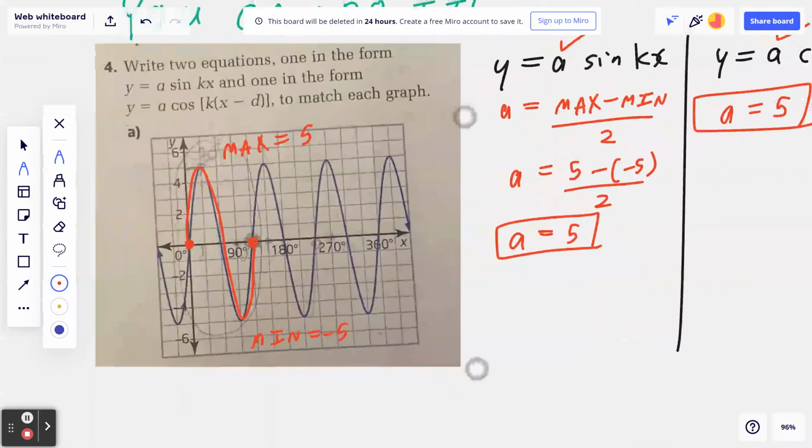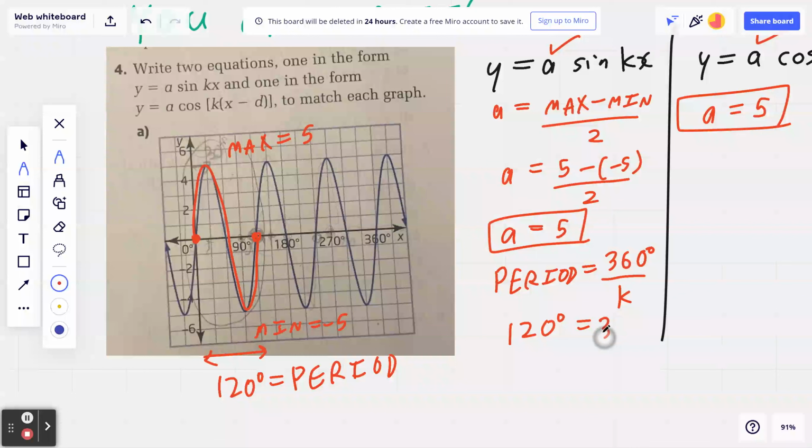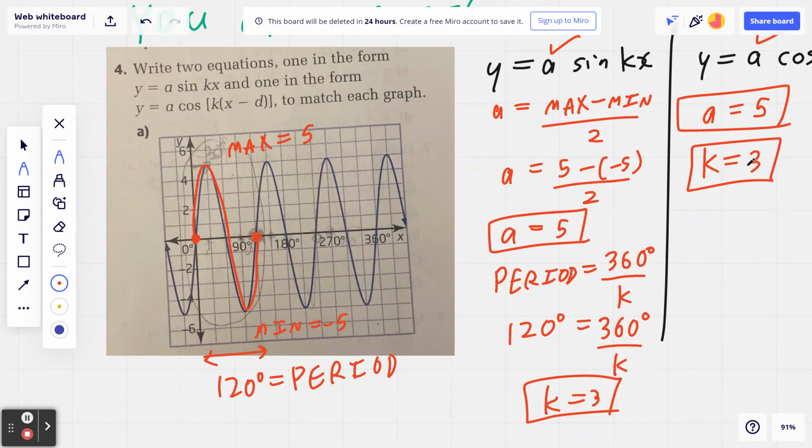Now, if you look at the k value, what that means is you have to write down the period equals 360 degrees divided by k. And one period is going to be, in this case, let's count the number of squares. It appears that 90 degrees requires 1, 2, 3 squares. So each square is going to be 30 degrees. And 30 times 4 is going to be 120 degrees, which is one period or one cycle. So this means 120 degrees equals 360 degrees divided by k. If you solve for k, k is going to be 3. Again, it's the same answer in the second case.